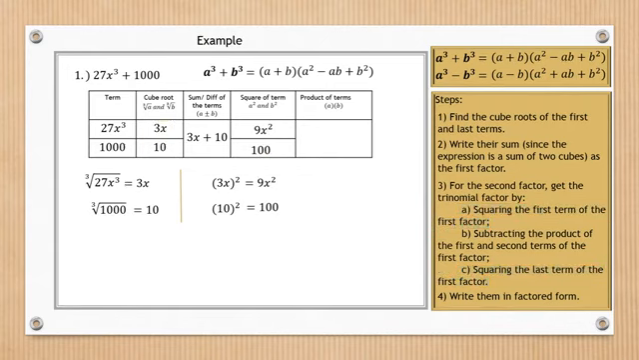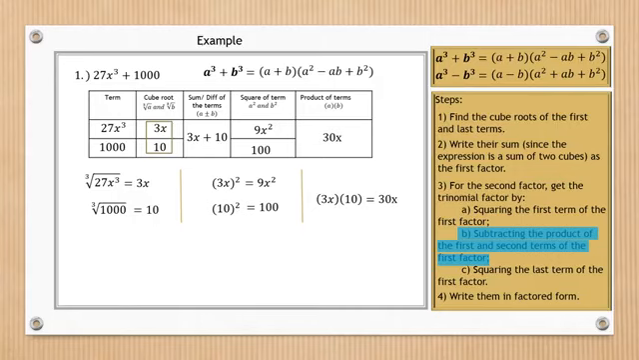Here, class, you have to subtract the product of the first and the second terms of the first factor. Never mind the subtract for now. Since it asks for the product of the first and second term, A times B, we multiply the terms we cubed earlier. So that is 3x times 10, which is equal to 30x. 3 times 10 is 30, then x. So you write it down.